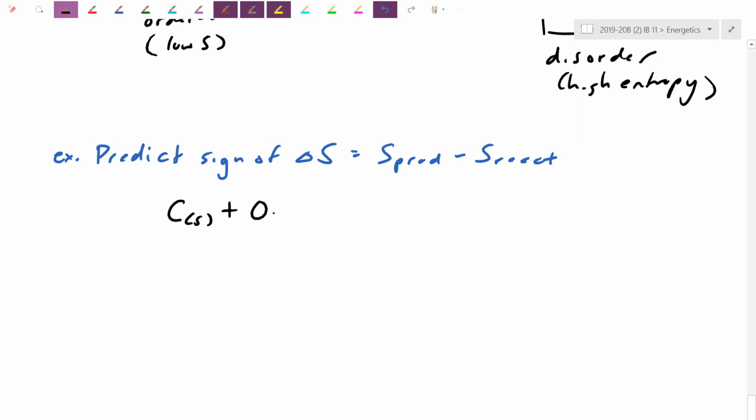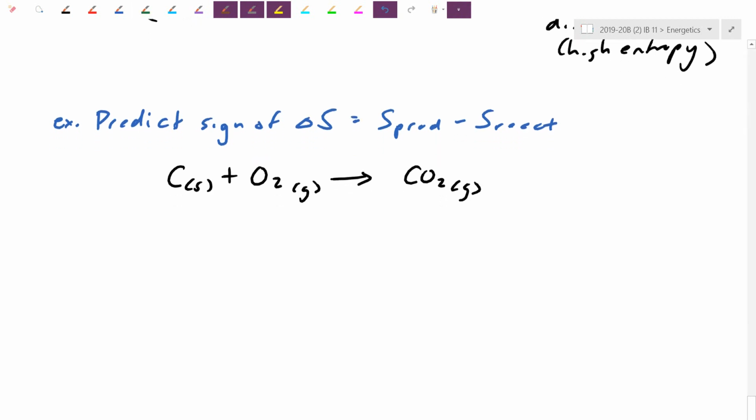Carbon starts off as a solid. Oxygen starts off as a gas. Let's say this one here burns to produce carbon dioxide. What you're going to do is look for the most random phase on either side. So in this case, let me dramatize this a little bit. Let's say this one here is liquid oxygen. It's a sort of weird state. We're not at standard conditions anymore.